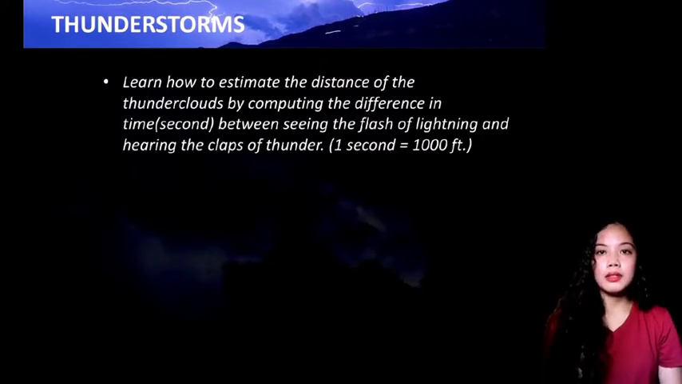Lastly, you must learn how to estimate the distance of the thunderclouds by computing the difference in time, or seconds, between seeing the flash of lightning and hearing the claps of thunder. 1 second is equivalent to 1,000 feet.